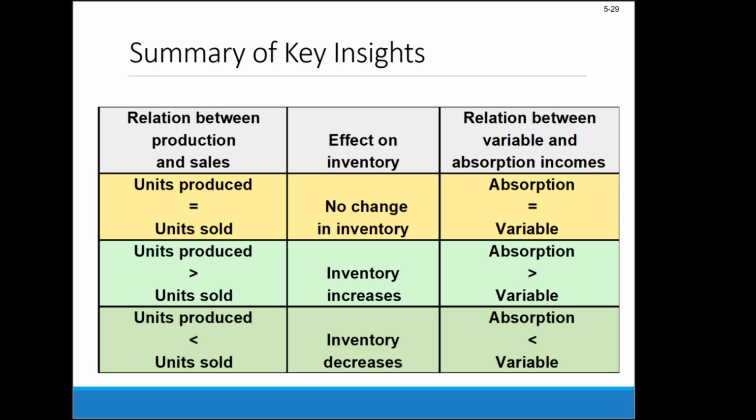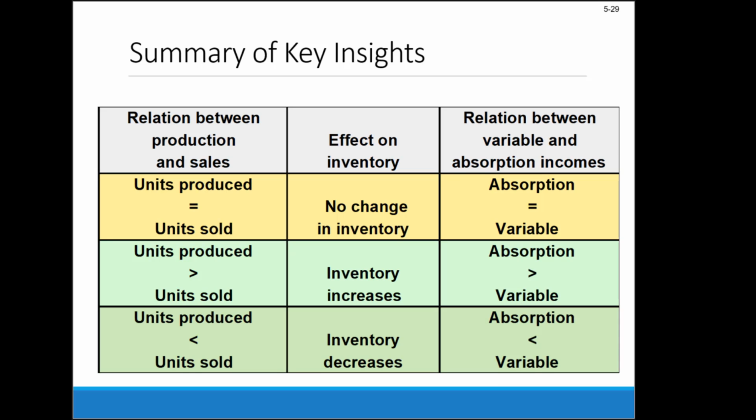So to summarize a few key insights here, it really depends on the relationship between the number of units produced and the number of units sold as far as which income will be higher, absorption costing or variable costing. If the units produced is equal to the units sold, that means we haven't had any change in inventory during the period. In that case, the absorption costing net income and the variable costing net income will be identical. Okay, nothing's being released or deferred in inventory.